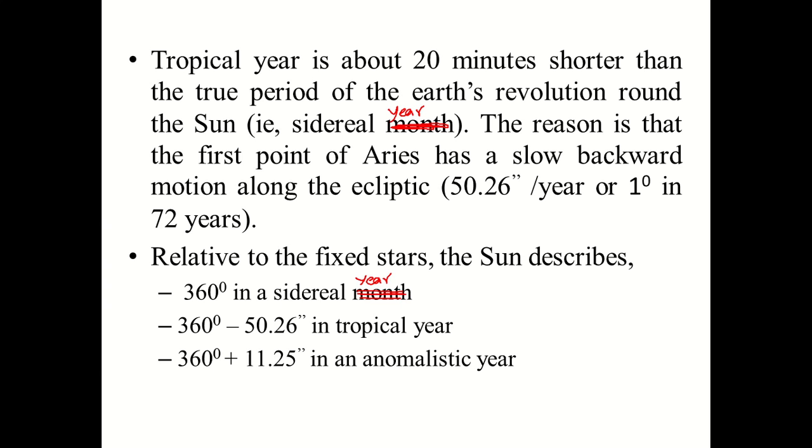And we have seen that due to the perturbations of the other planets, the position of the apogee has a forward movement. So in an anomalistic year, the sun describes an angle of 360 degrees plus 11.25 seconds. Exactly, the sun describes 360 degrees in a sidereal year, so it is called the true period of revolution of Earth, since it is based on the positions of the fixed stars.